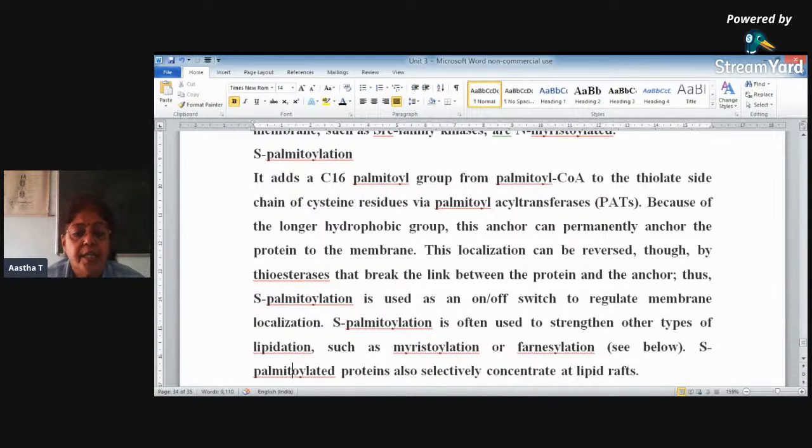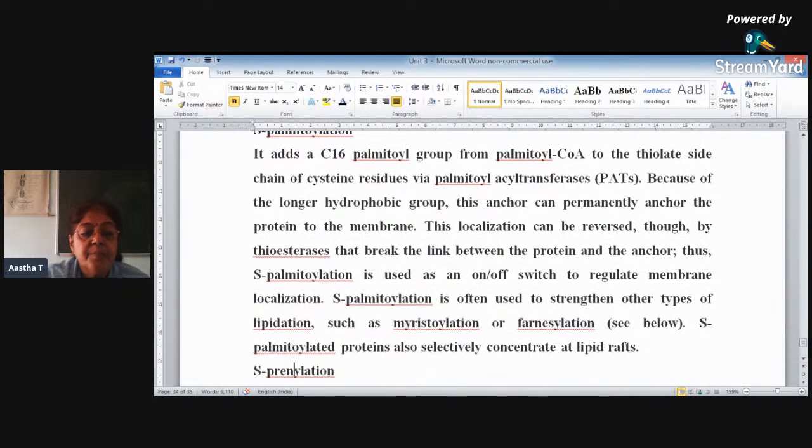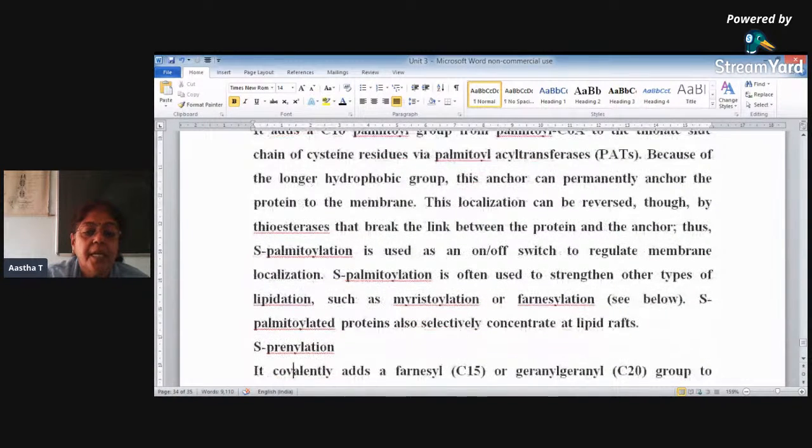S-palmitoylation is used to strengthen again other types of lipidation, that is myristoylation, farnesylation, etc. So we'll see what is farnesylation now. S-palmitoylated proteins selectively concentrate at the lipid rafts. So wherever hydrophobicity is required, these lipid rafts reach that position, आणि तिथे हे S palmitoyl groups attach होऊ शकतात तिथल्या प्रोटीन्सवर.